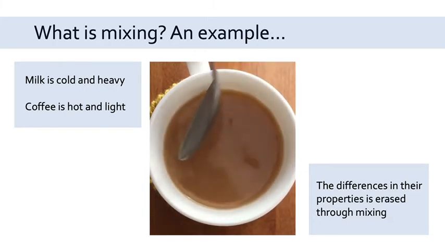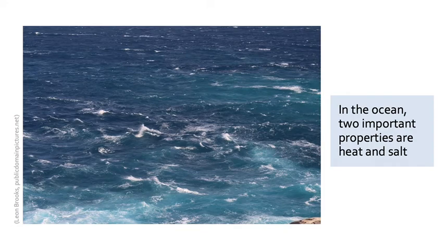The differences in their properties are erased gradually on their own through molecular diffusion, but stirring with a spoon causes mixing to occur quicker. In the ocean, the two important properties are heat and salt, which determine density. You could, for instance, have warm, fresh, light water mixing with cold, salty, dense water.